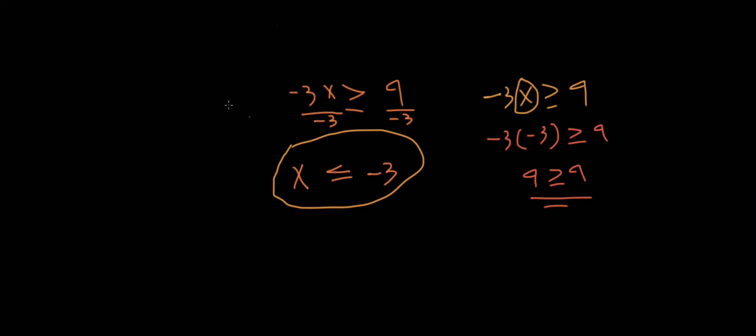Let's try one more number. Again, our solution is x is less than or equal to negative 3, so we could try a more negative number because it's less than negative 3. Let's try negative 4. So we're going to rewrite this as negative 3x is greater than or equal to 9. Let's substitute negative 4 for x because it is a solution to the inequality. So negative 3 times negative 4 is greater than or equal to 9. Let's see if that's true. Negative 3 times negative 4 is 12. And 12 is indeed greater than or equal to 9.